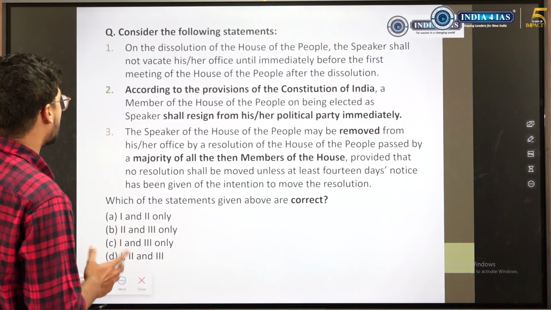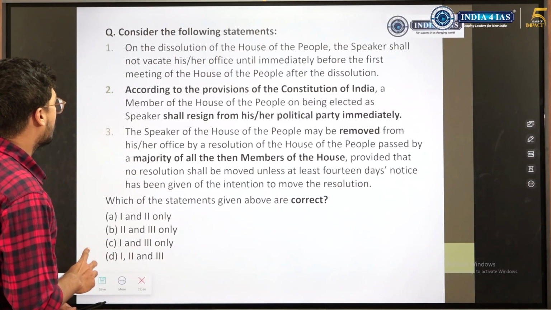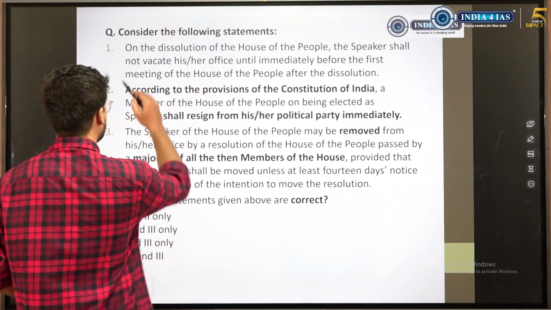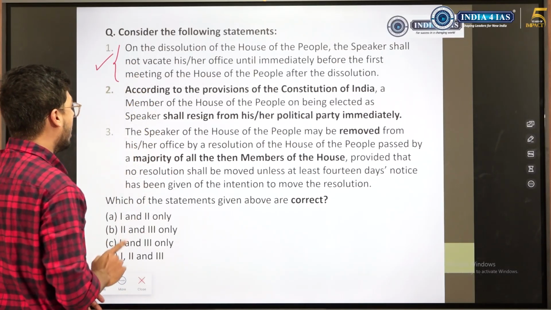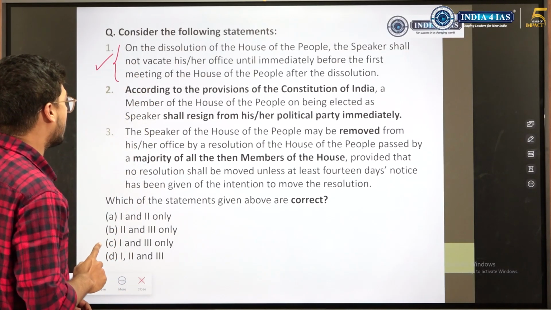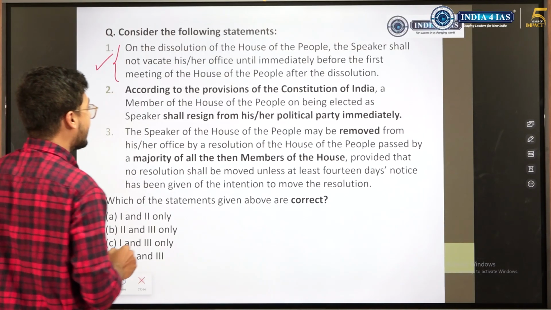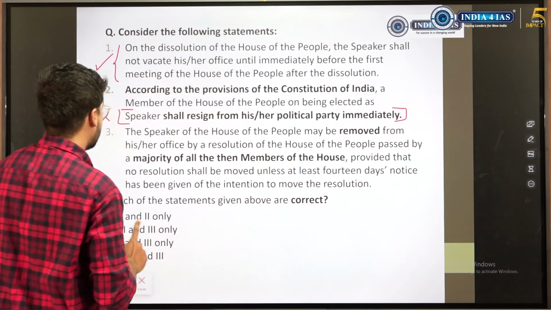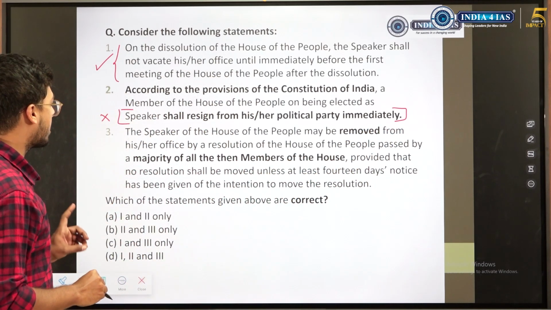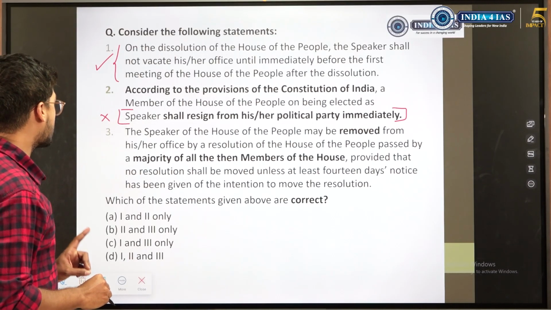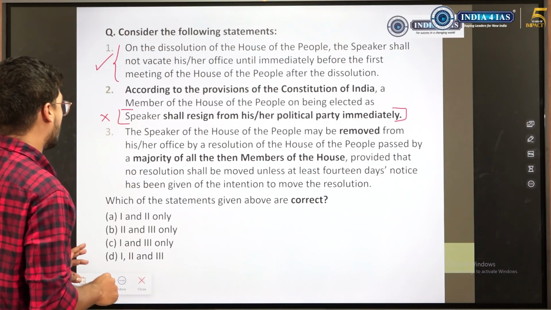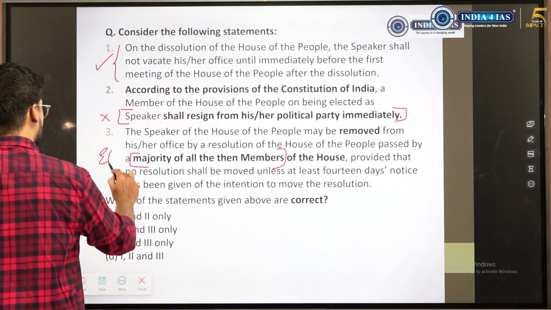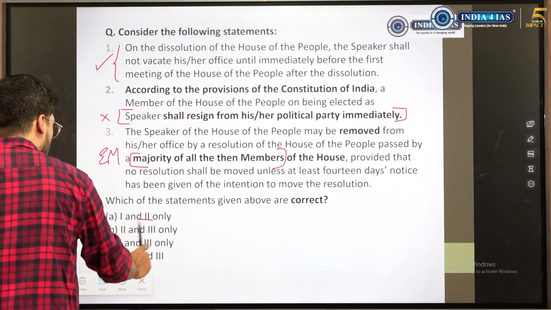Consider the following statements. On the dissolution of the House of the People, the Speaker shall not vacate his or her office until immediately before the first meeting of the House of the People after the dissolution. Simple thing, correct. According to the provisions of the Constitution of India, a member of the House of the People on being elected as the Speaker shall resign from his or her political party. It does not happen in India, though we need it. The Speaker of the House of the People may be removed from office by a resolution passed by a majority of all the then members of the House. Nothing but all the then members means effective majority. So two are wrong.